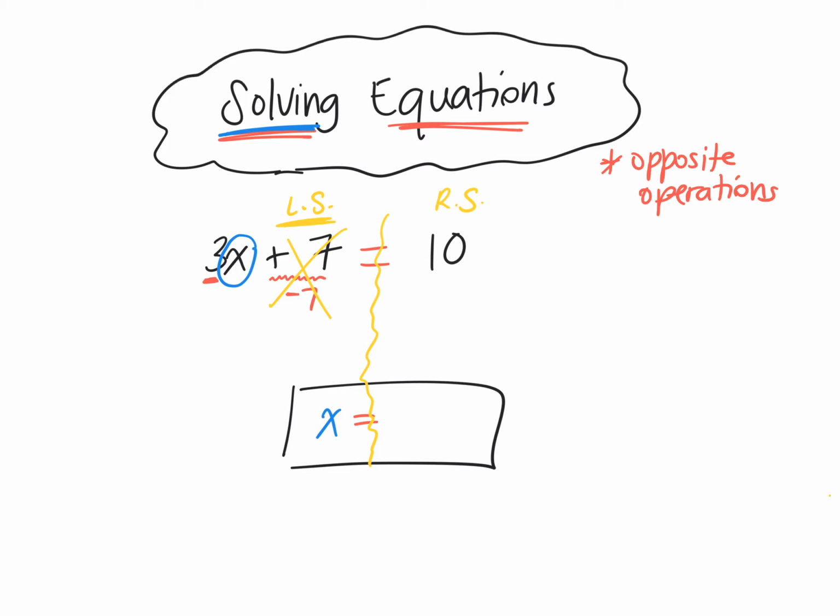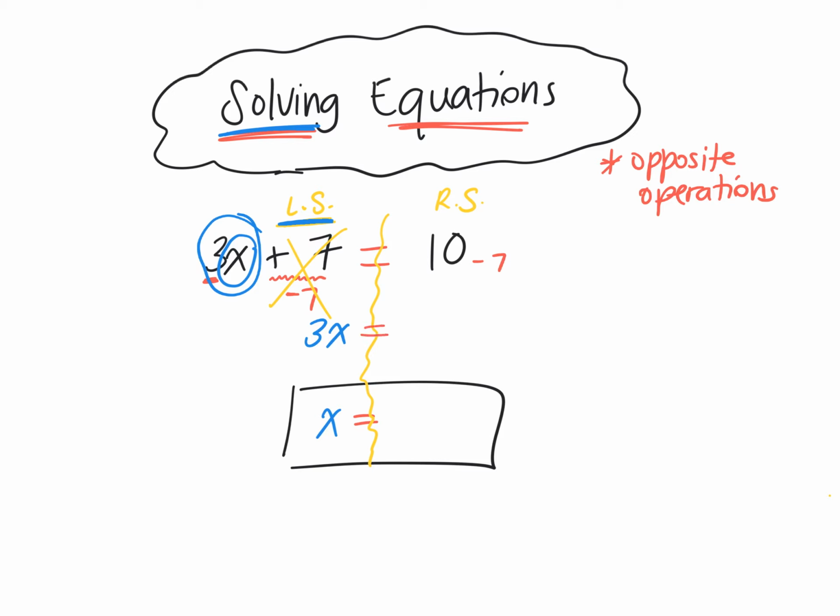Now remember, equations have to be balanced. Whatever you do to one side of the equation, you have to do to the other side. You can't just all of a sudden take away 7 on the left side. What do you have to do to the right side? I also have to take away 7. So what is remaining on the left side of the equation? I have all of this term. I have 3x, right?